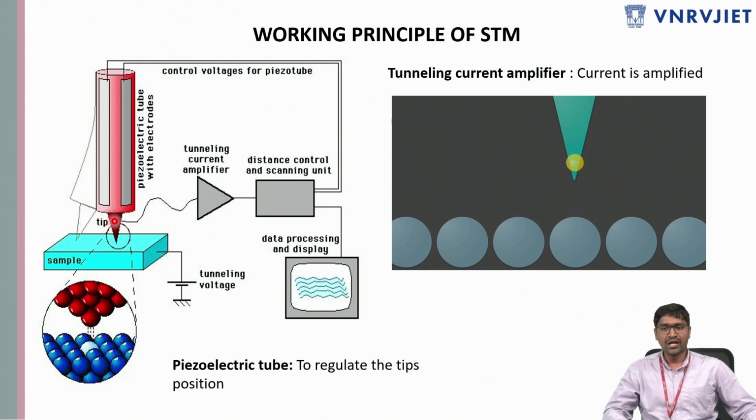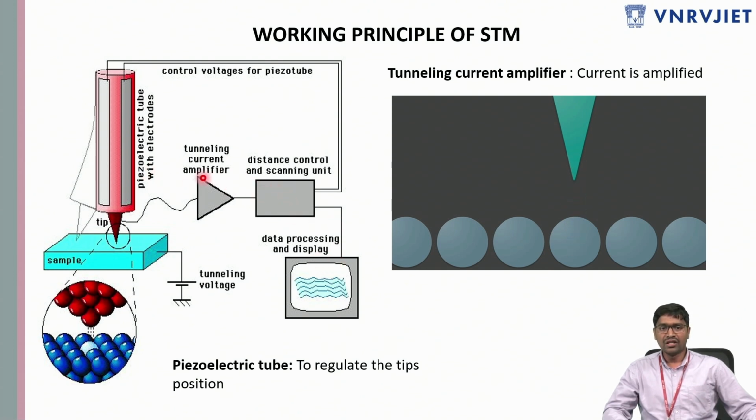The tip is made of metals such as tungsten, platinum or iridium, and is connected to the piezoelectric tube. The piezoelectric tube also consists of electrodes. What it does is regulate the tip position on the sample. This piezoelectric tube is connected to a unit, the scanning unit or distance control unit, which is further connected to the display, like a monitor.